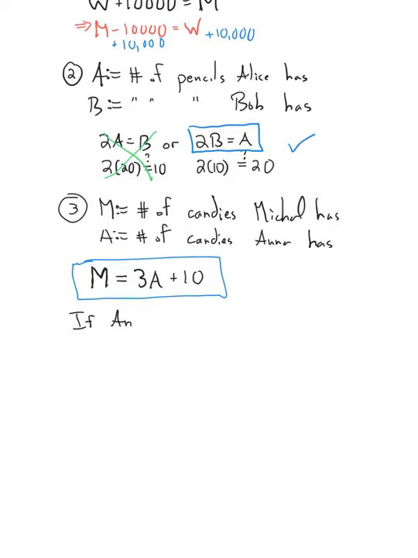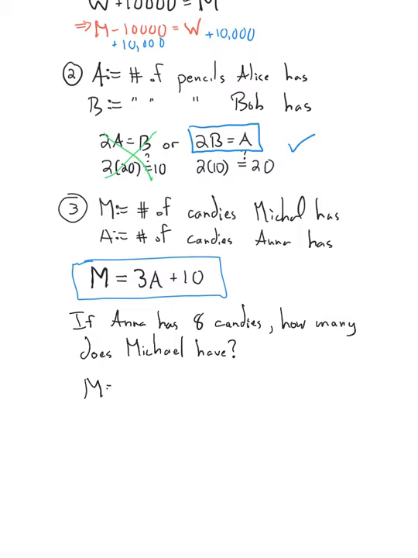And maybe as a little aside, let's ask the question, if Anna has 8 candies, how many does Michael have? Well, all we're going to do is fill in A equals 8. We're going to do that little substitution there and solve for M.